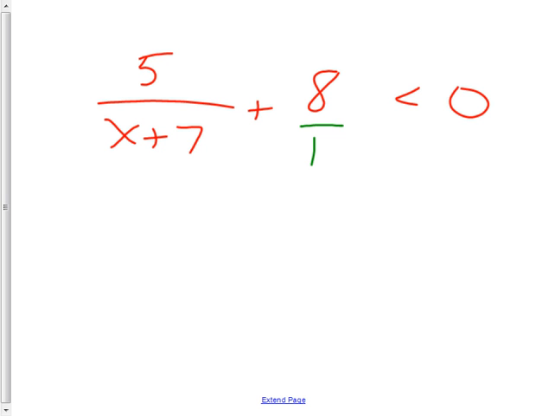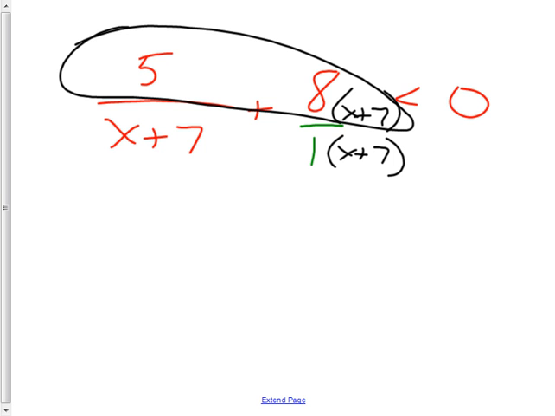Just put that over 1. Now I'm going to skip a step, dangerous, but I'm going to put all that together on the top and make my bottom be x plus 7 because they have a common denominator. And now on the top I'd have 8 times x is 8x. 8 times the 7 is 56. 56 plus the 5 is 61. It's just less than 0.